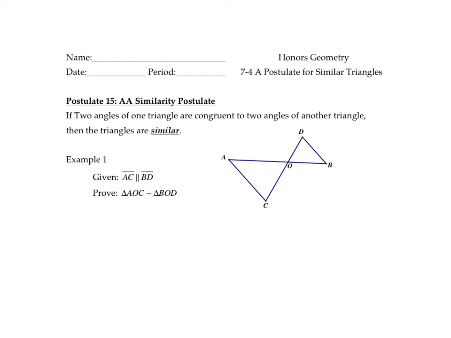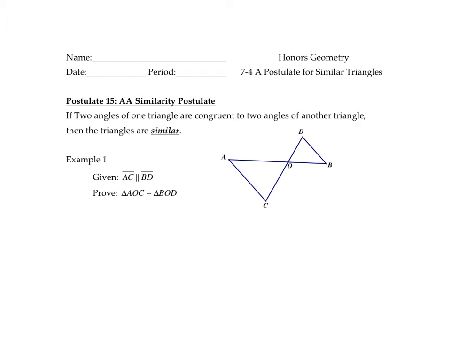So postulate 15 states that if two angles of one triangle are congruent to two angles of another triangle, then the two triangles are similar. That's it. It's a shortcut. All you have to do is prove two pairs of angles congruent to each other. And we refer to this as the AA similarity postulate.